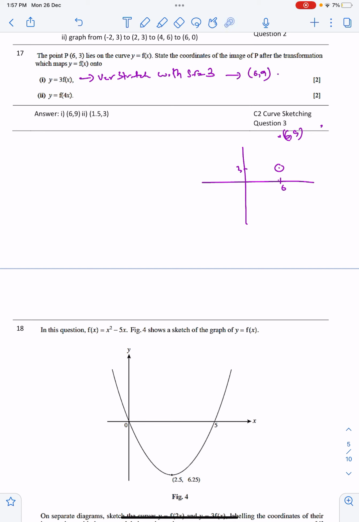Okay, f of 4x, it's a horizontal stretch with stretch factor 1 upon 4. So you have to see whatever is the horizontal distance from the y-axis, it will be 1/4 of the distance. 6 divided by 4 is 3 upon 2 or 1.5. So it's going to go on to 1.5 comma 3.